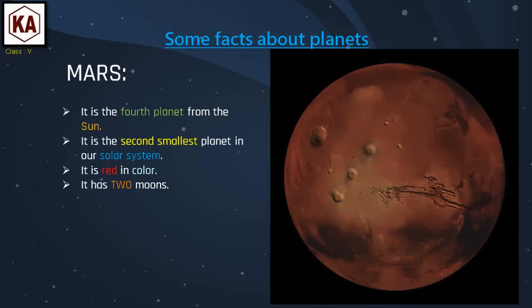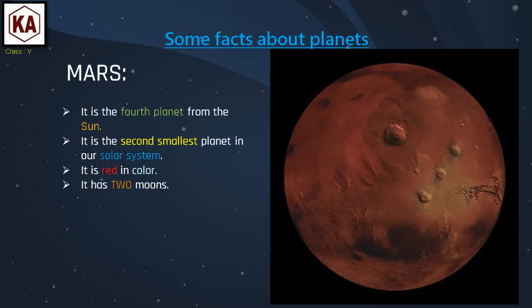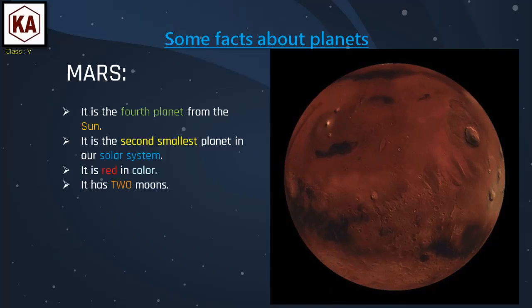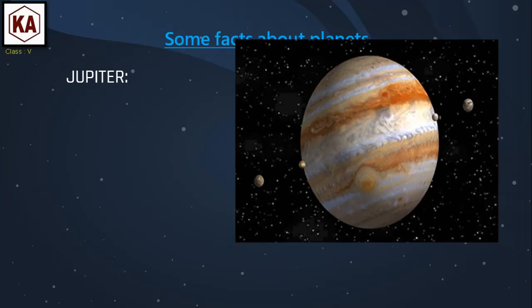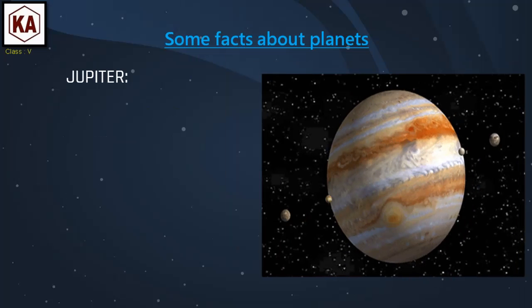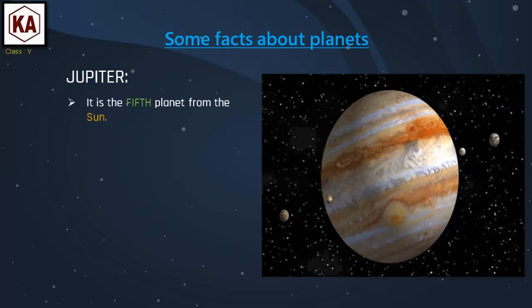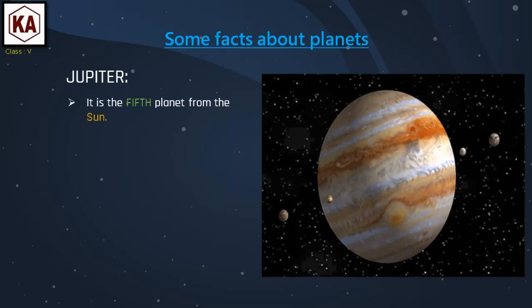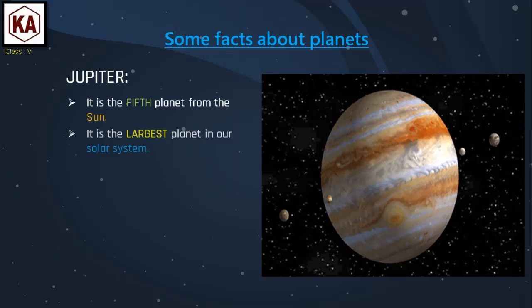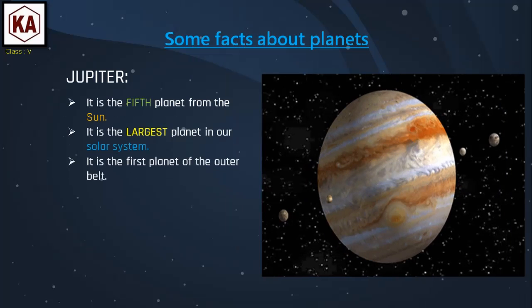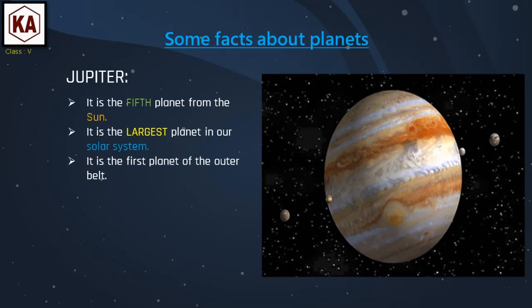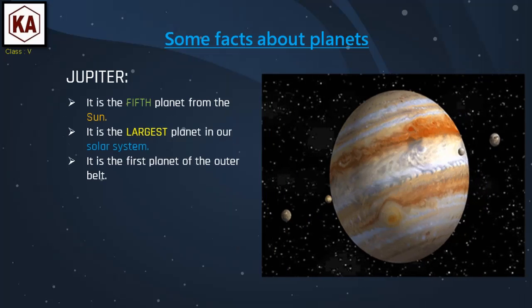This was the last planet of the inner part of the solar system. Okay? Then we have the first planet of our outer system, which is Jupiter. It is actually the fifth planet from the sun. It is the largest planet in our solar system, and it is the first planet of our outer belt.